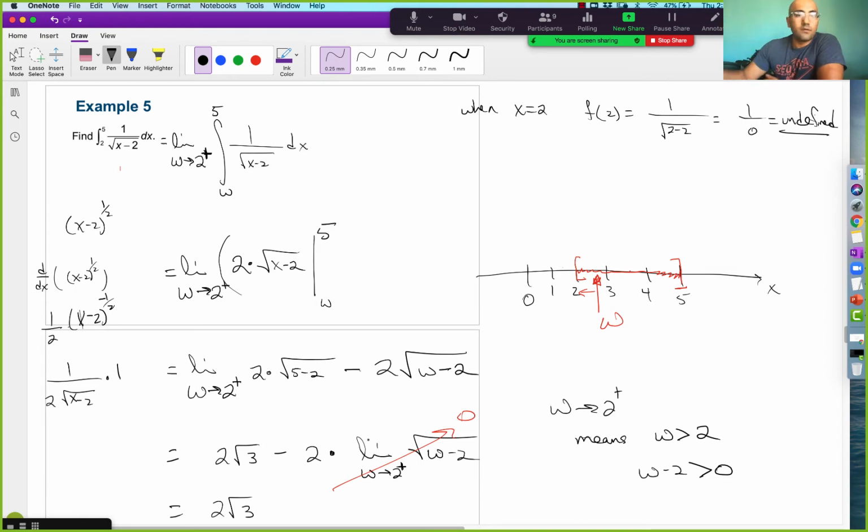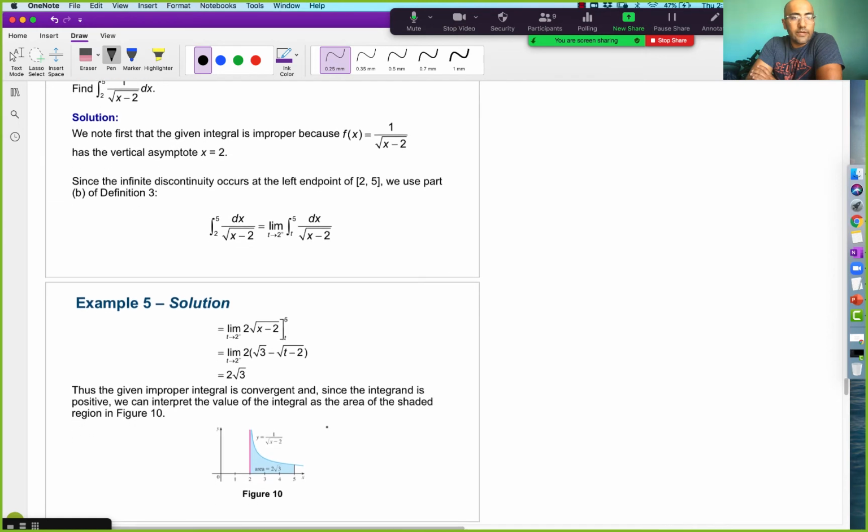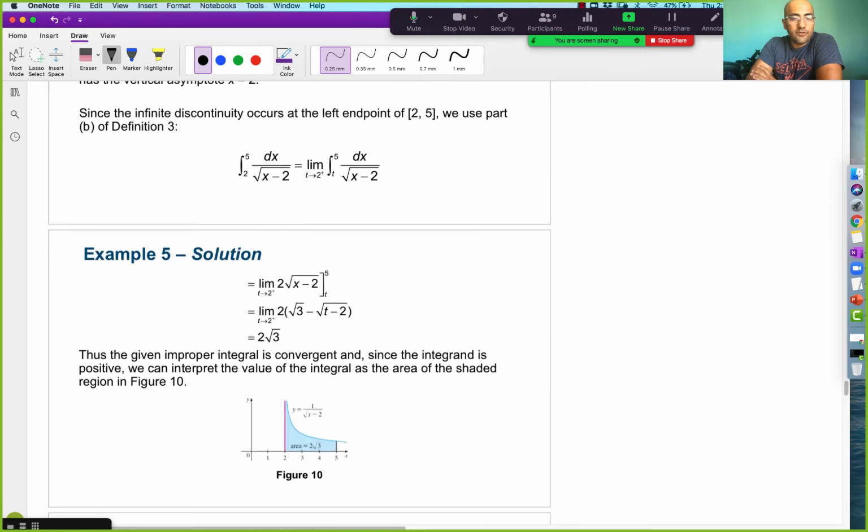Good. Questions, questions, questions? No? Right, let's see. 2 root 3, yay. It comes with a nice picture too.